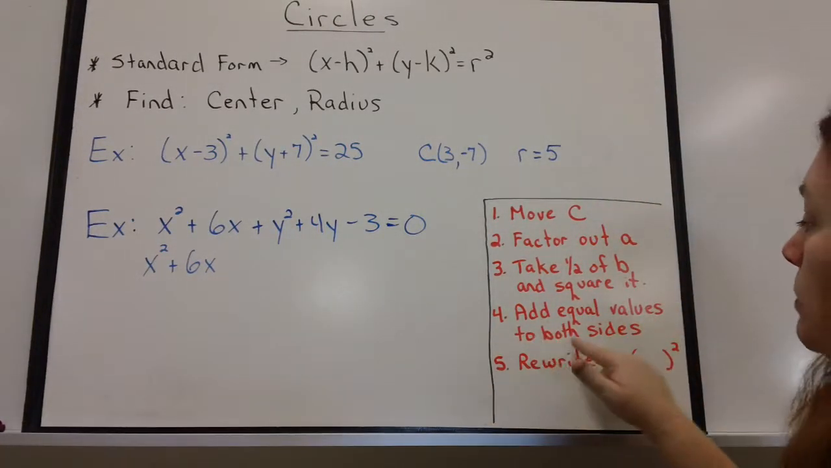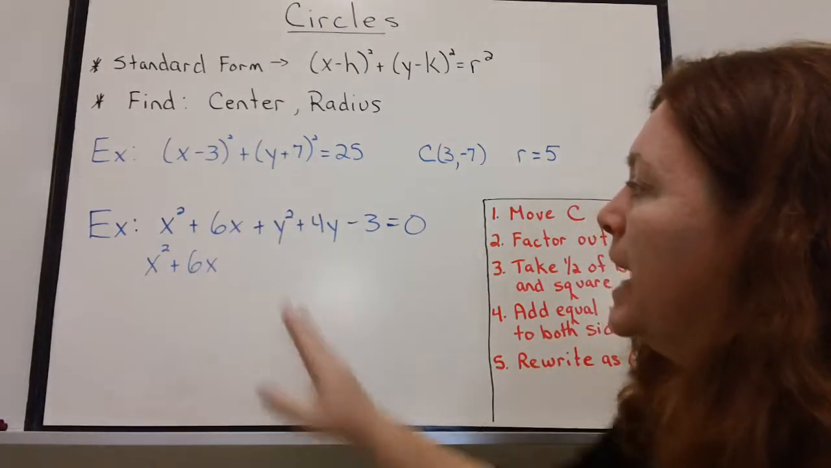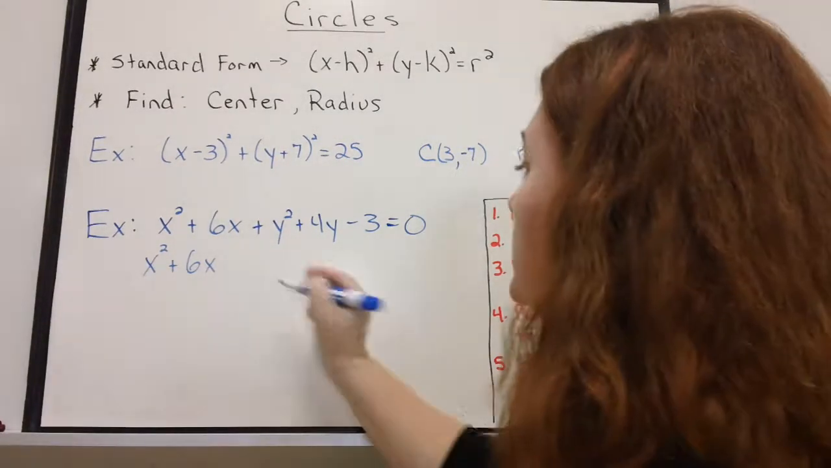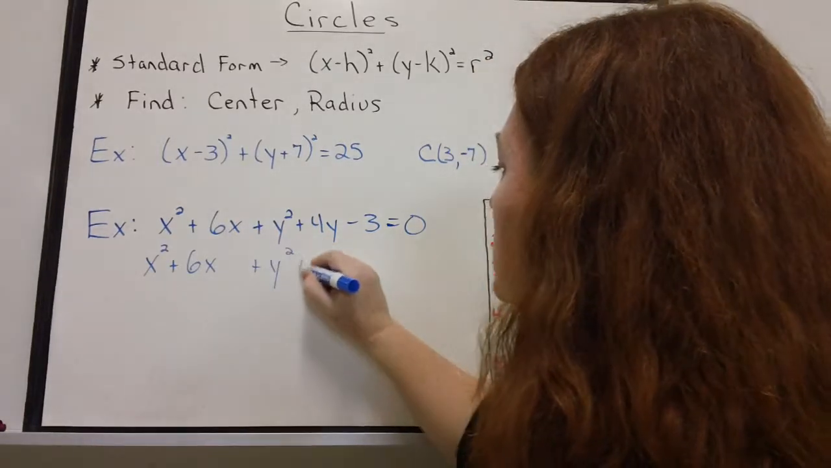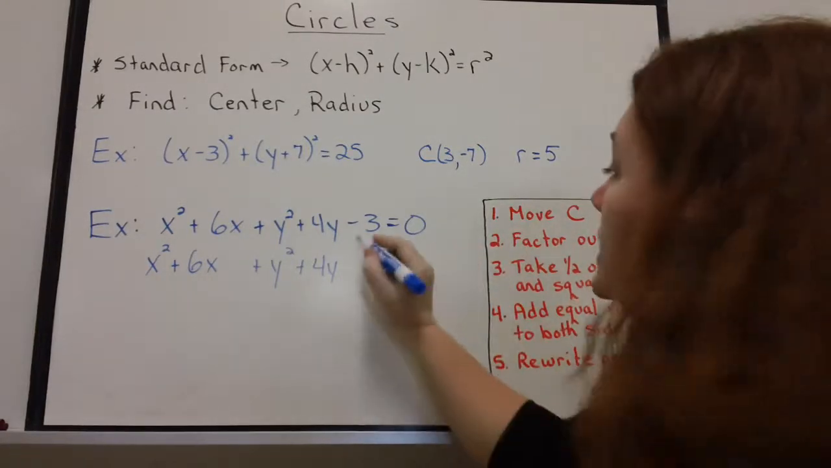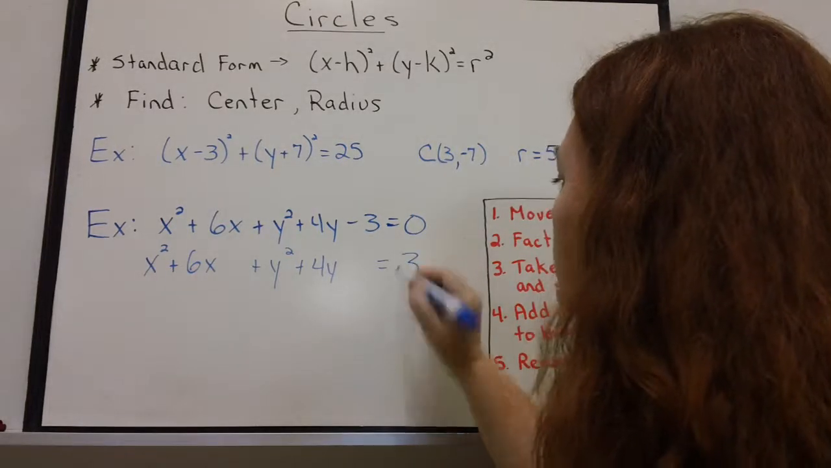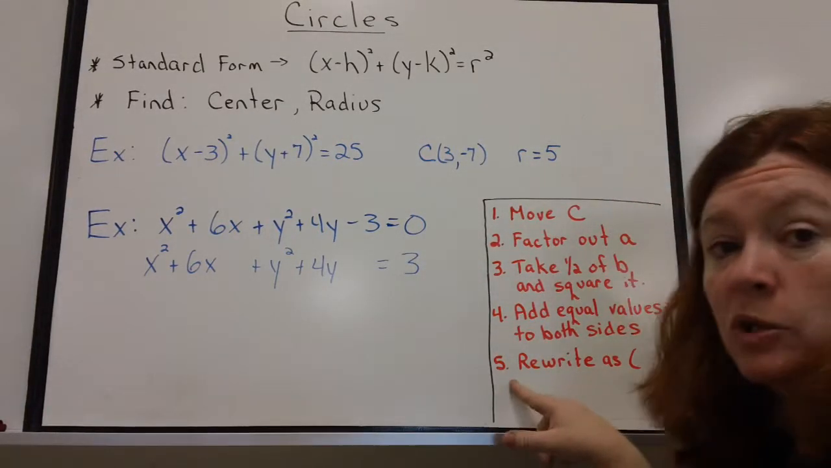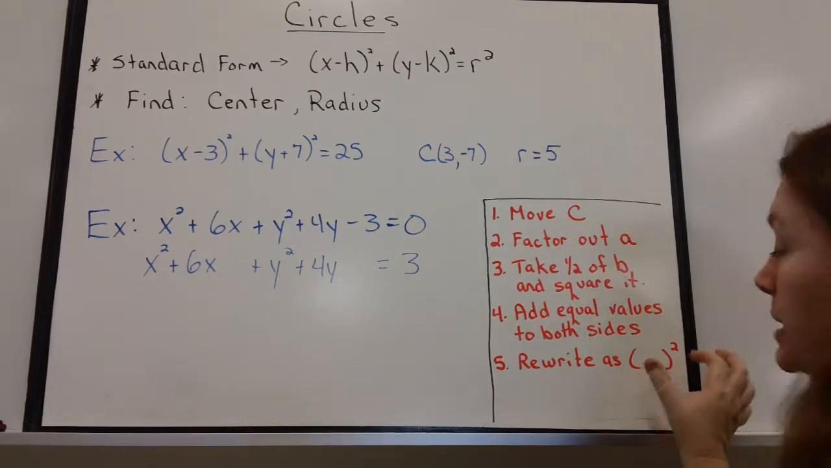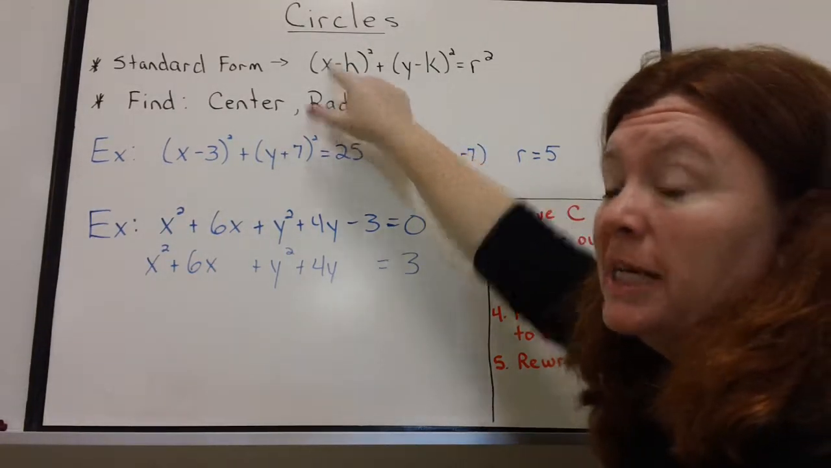Add equal values to both sides, so I'm going to have to add something to both sides. Where I'm going to add it is going to go right here, so I'm going to leave a space, and again, I'm going to leave a space. The first step was move C, so I'm going to move this minus 3 to the other side, which would make it a positive 3. My goal is that when I've done all this, I will be able to rewrite it as something squared, which is what I want my form of the equation in.